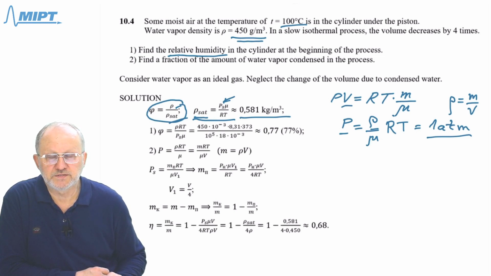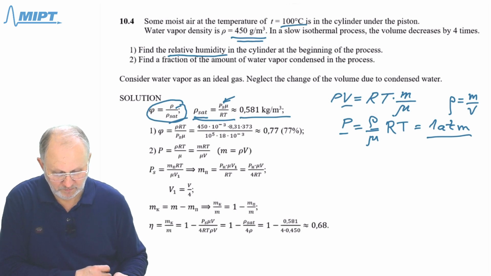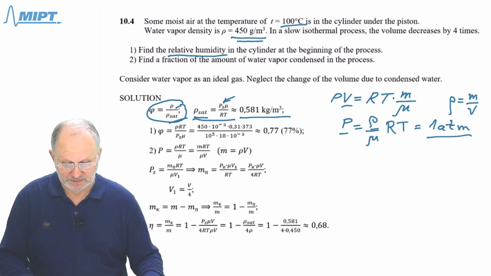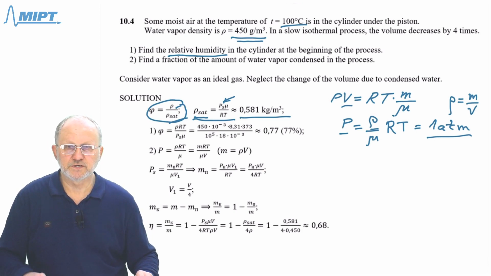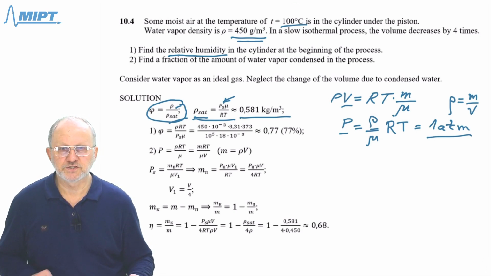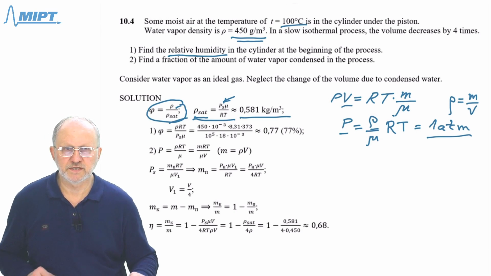So it means that we may compress the gas slowly, and the water vapor will not start condensation into water immediately. For some period of time, the water vapor or the steam will behave like an ideal gas. And in order to solve this problem, we must understand that condensation takes place at certain conditions, and if conditions are not correct for condensation, then the water vapor behaves just like an ideal gas.